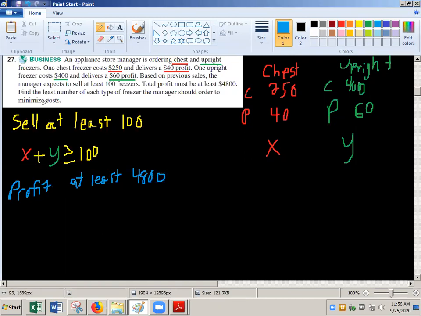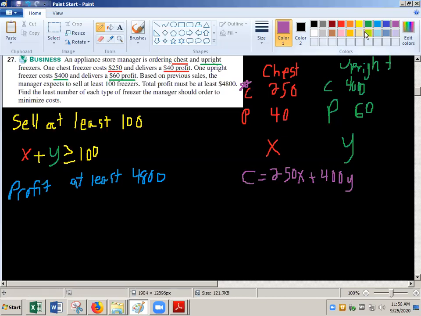And so now we want to find the least number of each type of freezer the manager should order to minimize cost. Okay, so now I want to talk about the minimize of cost. Well, that's where I'm going to look at this cost right here. So my cost function for this is going to be 250x plus 400y. So this is the thing that I want to minimize here.